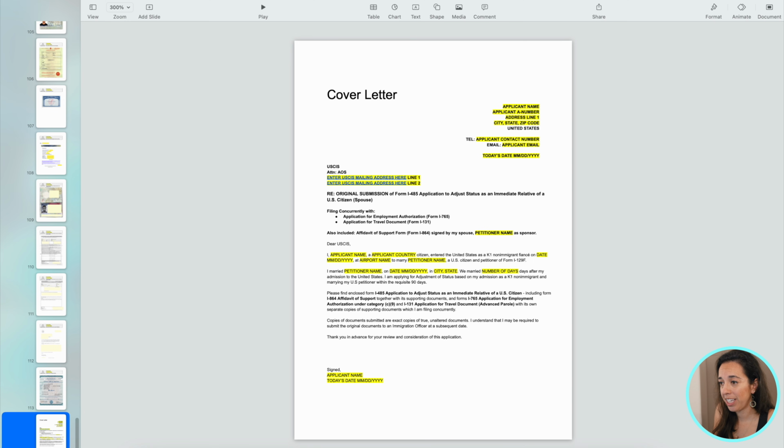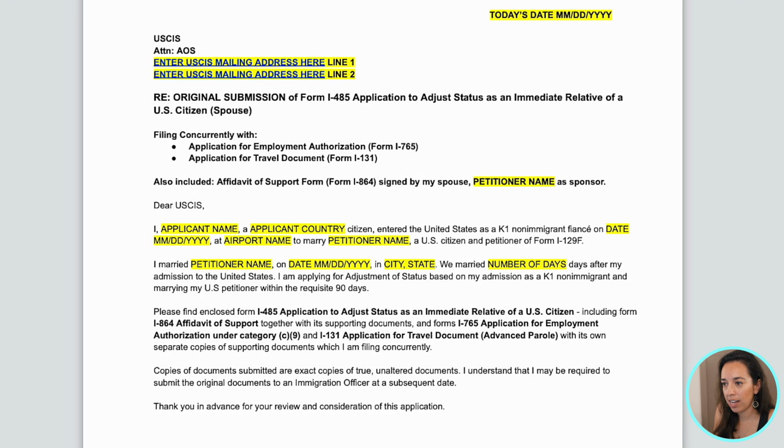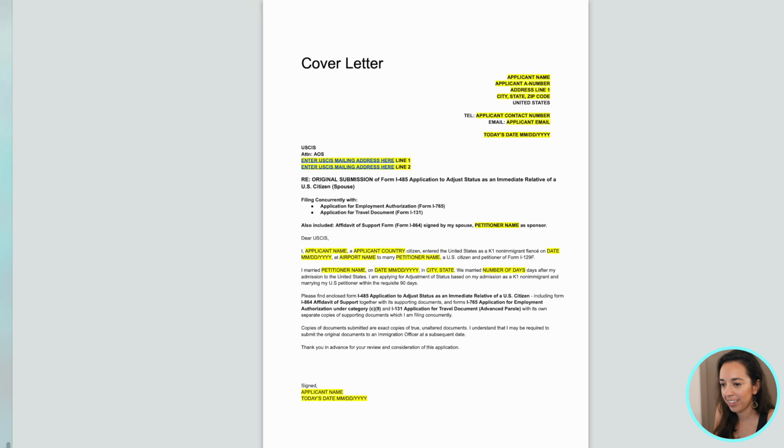We did additionally include an overall cover letter, which we put at the very top of our packet. This was just to act as an introduction to the USCIS to say that this is our original submission of the Adjustment of Status application, and that we are filing other forms concurrently along with it. We also mention the location and date of the airport which we entered and when we married. But you only need this cover letter if you're filing all three forms concurrently.